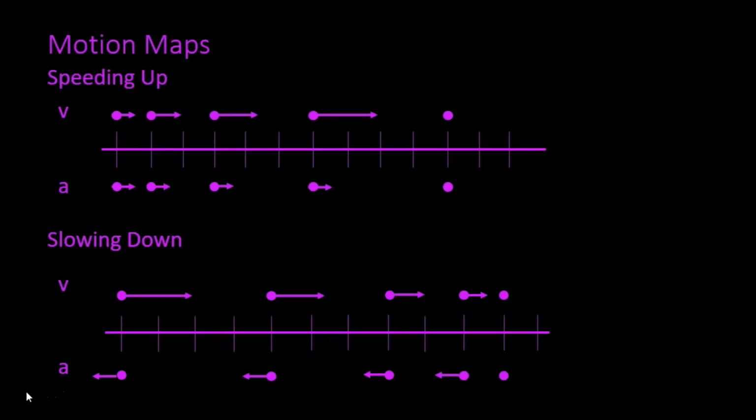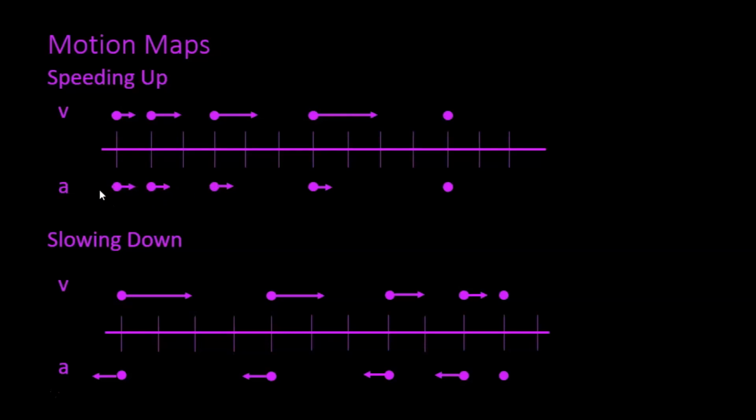Let's take a look at the motion maps for speeding up and slowing down. First, we'll look at speeding up. And first thing you'll notice is that we have two sets of dots, and we've got a V up here and a lowercase a down here. The V stands for velocity, and so these arrows, they're vector arrows, they represent the velocity. The dots mean the same thing as they did in the last unit. They show the position at different times, starting with 0 seconds, 1 second, 2 seconds, 3 seconds, 4 seconds, and so on.